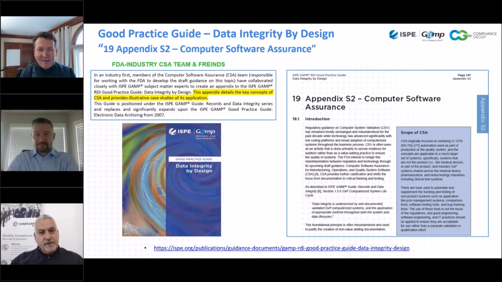Myself and a few others from the FICSA team and friends were called upon by the ISPE committee and asked if we can draft a CSA appendix to help the industry, either convince the industry or help the industry, that CSA is an existing concept. Today, it is in the current GAMP 5. If you go to GAMP 5 today, it talks about a risk-based approach, it talks about critical thinking.